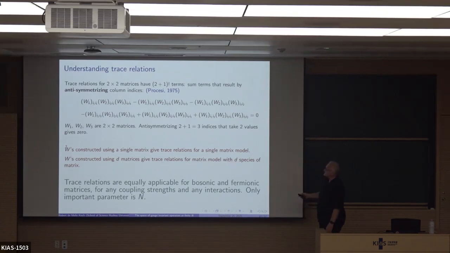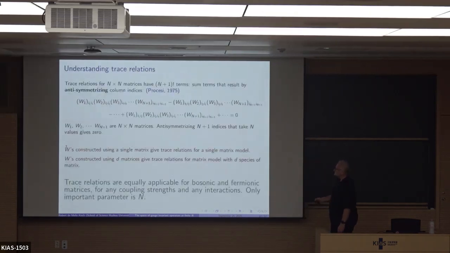To lift this to n is very, very simple. All that we do is, for n by n matrices, we now pick n plus 1 n by n matrices. We again anti-symmetrize on the column index. We've anti-symmetrized n plus 1 indices that each take n values, so this again vanishes. Taking all of the w's to be built from a single matrix gives me the full set of trace relations for a single matrix model. Taking the w's to be built from D matrices gives me the complete set of trace relations for a D matrix model. So a few things that I want you to bear in mind.